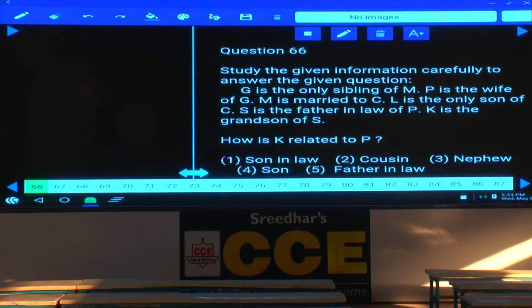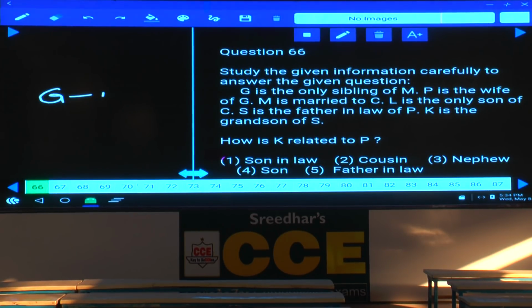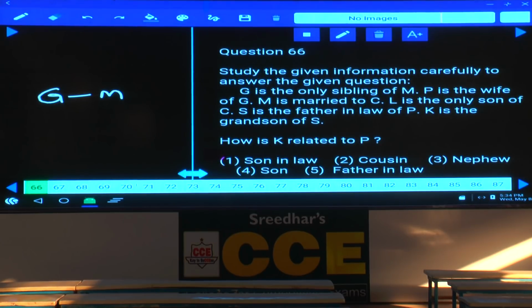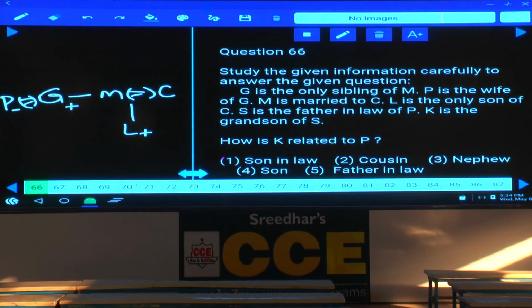Now question number 66. G is the only sibling of M, and P is the wife of G, which means G is a male. M is married to C. M and C are a married couple. L is the only son of C. And S is the father-in-law of P, which means S is the father of both these two persons, M and G.